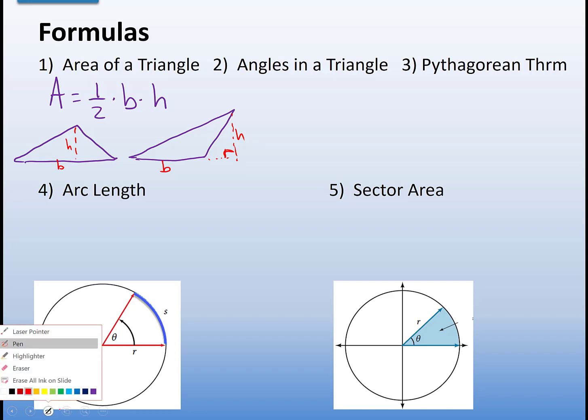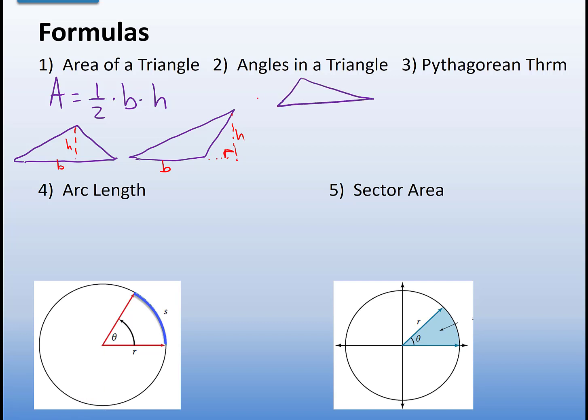Next formula that you probably have seen before for triangles. All triangles have 3 angles. We'll call them A, B, and C. And it turns out that A plus B plus C is always going to add up to 180 degrees for every single triangle.